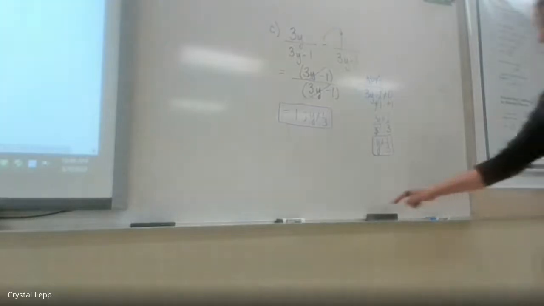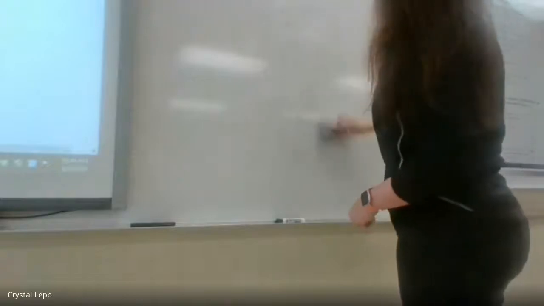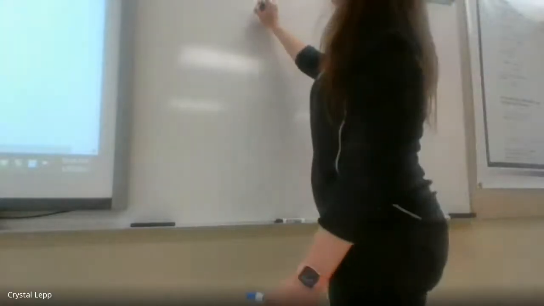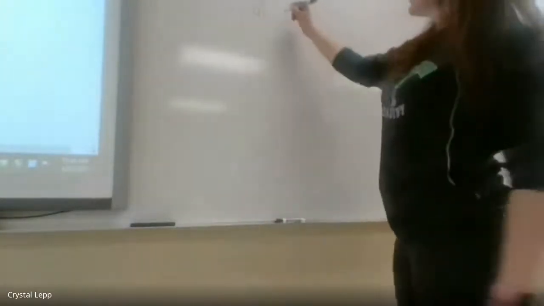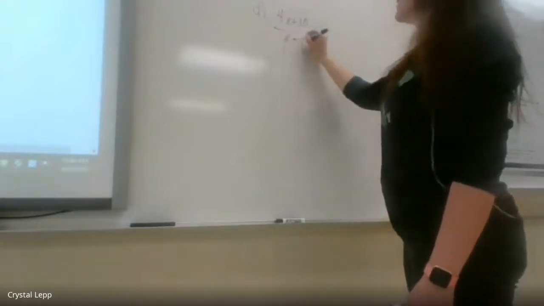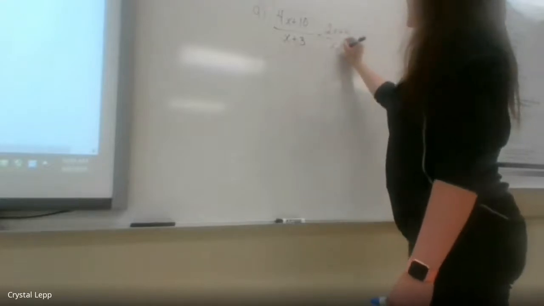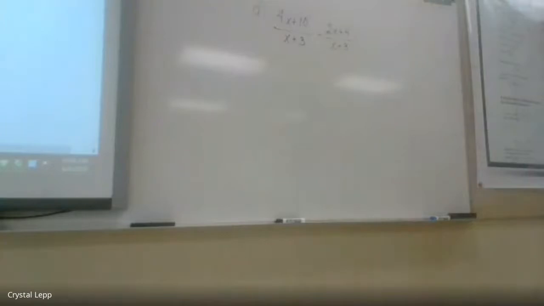Okay. D. All right. With D, we have 4x plus 10 over x plus 3 minus 2x plus 4 over x plus 3. So we have common denominators. That's our first step, so we're good.